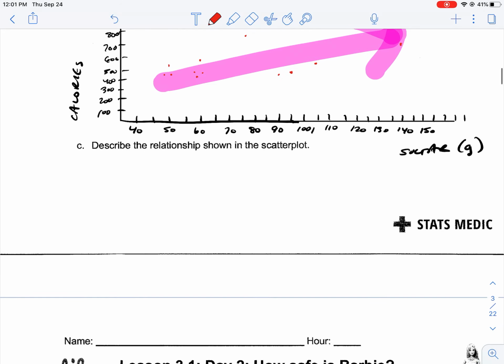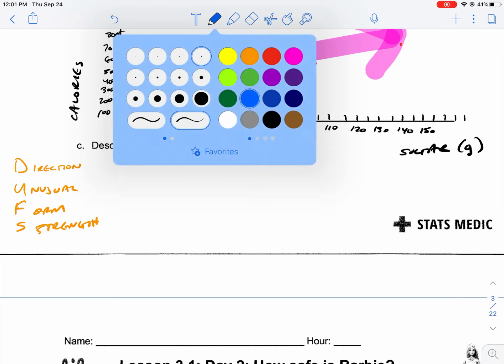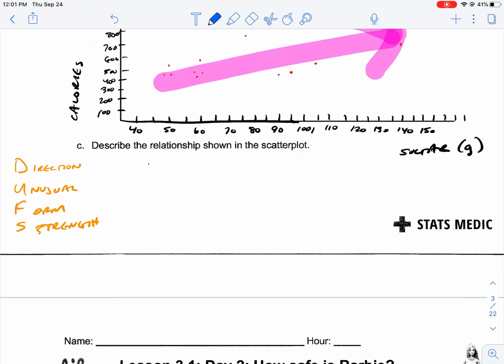So what do we say about this? Over in the margin, I'm going to write Duff's: direction, unusual, form, strength. Just as a reminder to myself. So what am I going to say? Well, they go generally up and to the right.